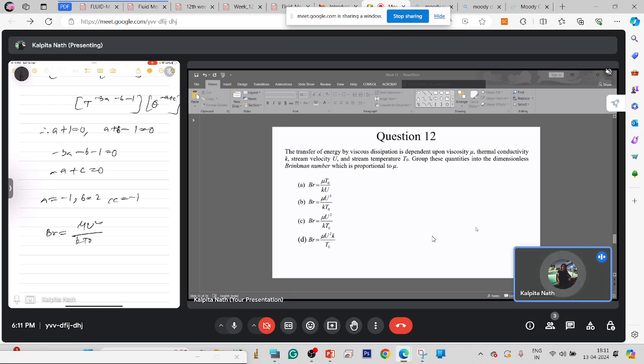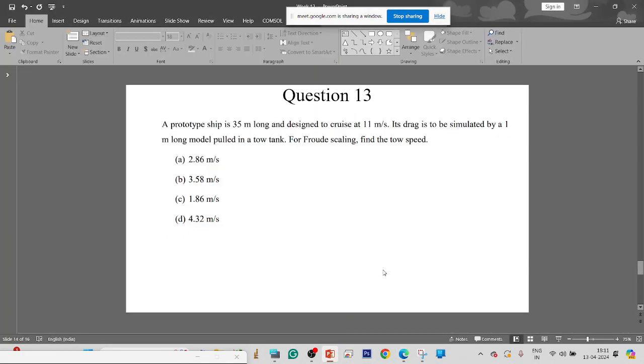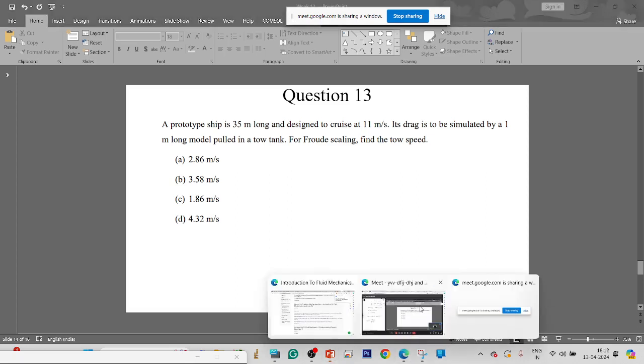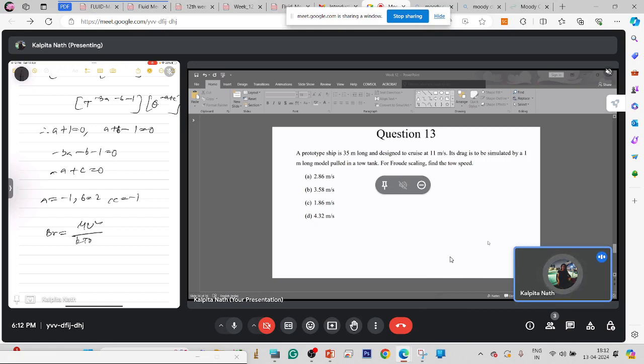So now we'll solve one problem on dimensional analysis. A prototype ship is 35 meter long and designed to cruise at 11 meter per second. Its drag is to be simulated by a 1 meter long model pulled in a tow tank. For Froude scaling, find the tow speed. It's just a scaling parameter. So you know the Froude scaling parameter, so how to use that for the model and the prototype? Just use that simply.